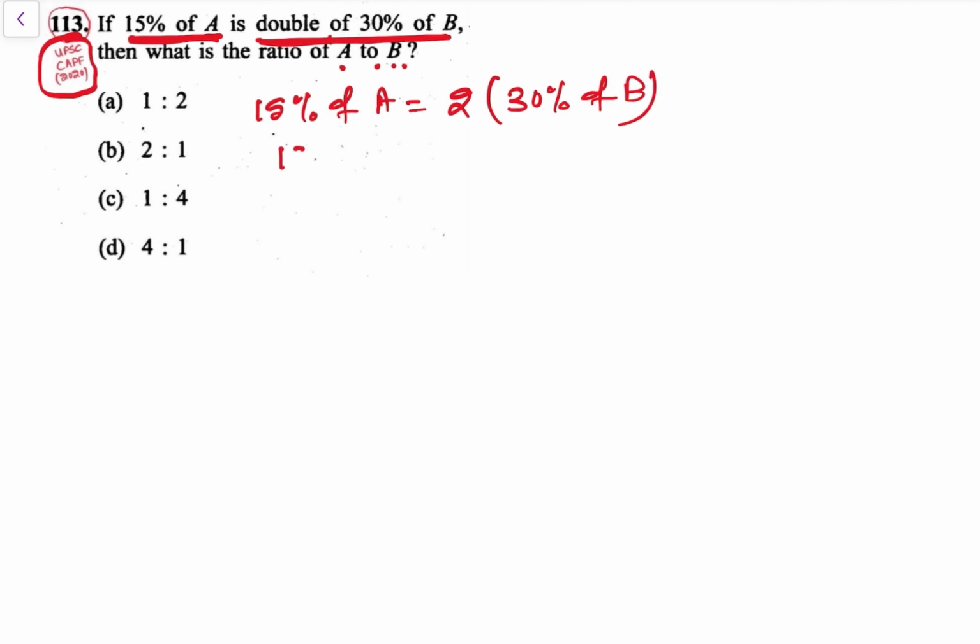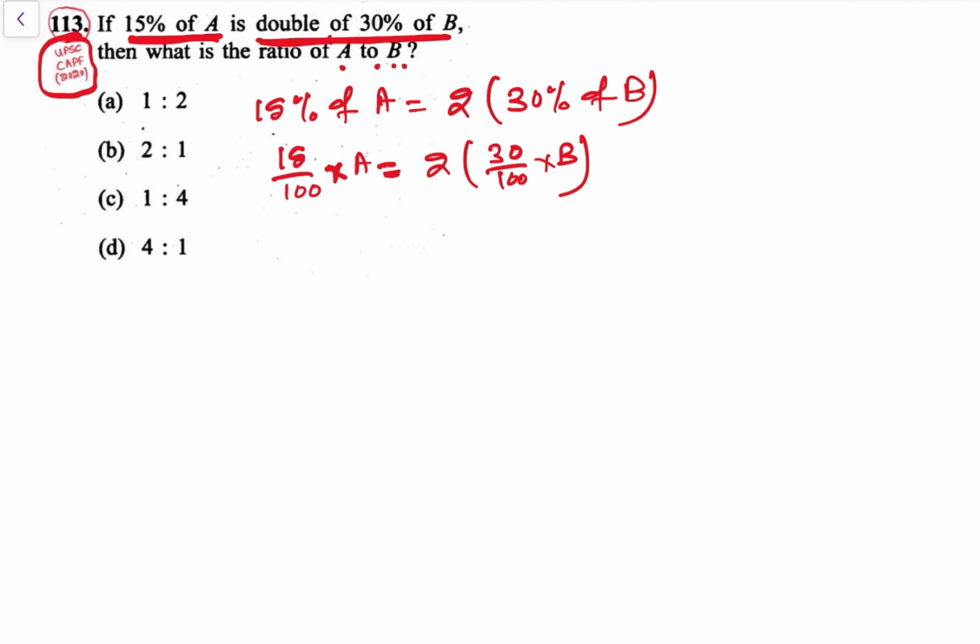So the question is: 15% of A is double of 30% of B. So 15% of A is equal to double, that is 2 times, of 30% of B. So that is 15 by 100 into A is equal to 2 into 30 by 100 into B. Now let's do the cuttings and all.